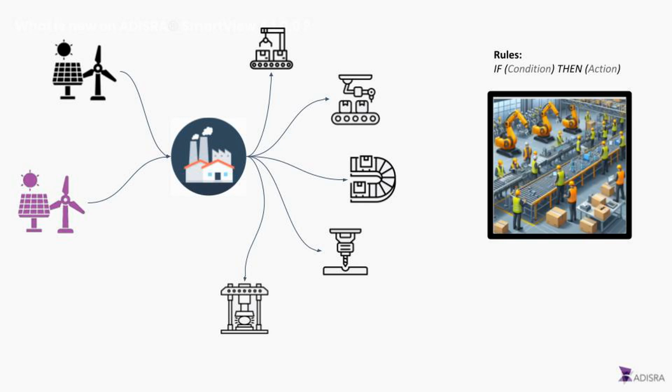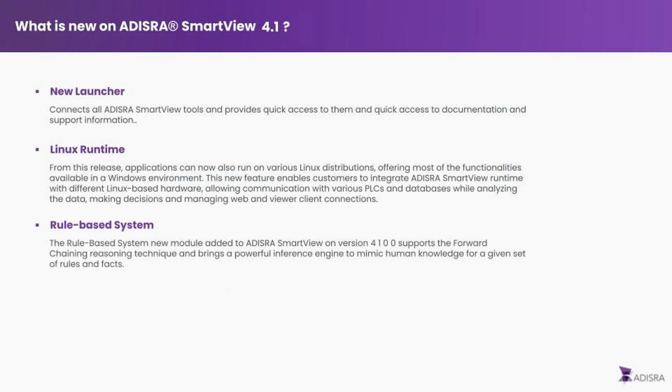ADISRA SmartView, with its rule-based system, draws conclusions through inference from the rules using data collected from sensors or gauges installed at the plant. This approach not only enhances efficiency but also improves the responsiveness and adaptability of the system to changing operational conditions. ADISRA SmartView rule-based system provides an intuitive approach to rule-based creation, aiding users in building a knowledge base for decision-making.